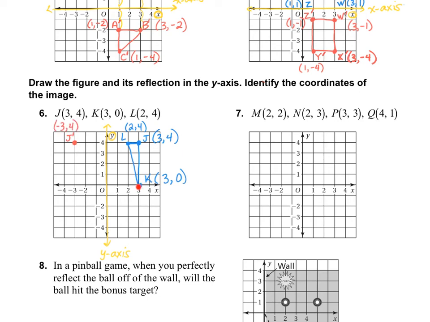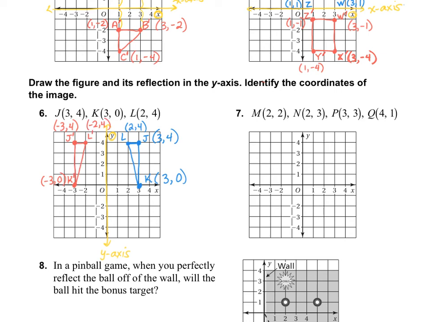Okay, let's take a look at letter K. Letter K is here at 3, comma 0. So we're going to move it 1, 2, 3 to the line of reflection. So that means we go 3 past it, 1, 2, 3. So our new letter K prime will be here at -3, 0. And lastly, letter L, which was at 2, 4. So we start here, go to the line of reflection, go 2 past it, which is here. So our new L prime will be here, which is at -2, 4.